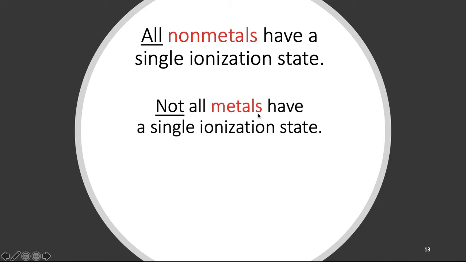However, not all metals have a single ionization state. Some metals, such as the majority of the transition metals, form multiple ions. Iron, for example, could be an iron 2 or an iron 3, so a +2 or a +3. Copper could be a +1 or a +2. So not all metals form the same ion. Therefore, we have to make a distinction between those.